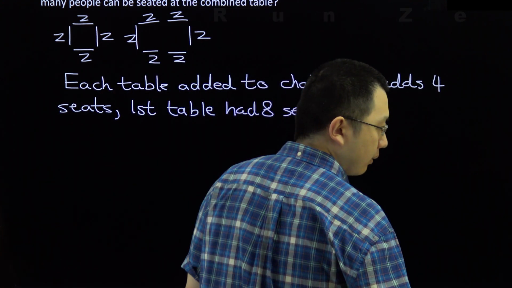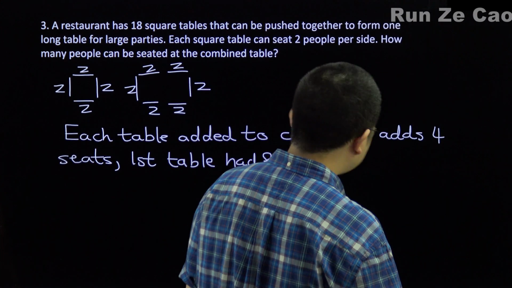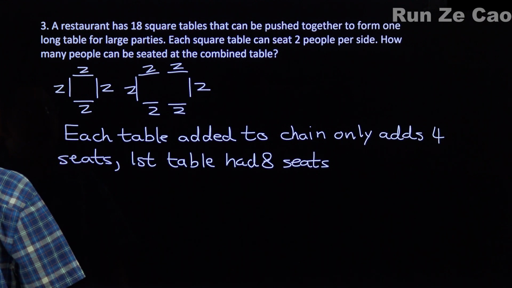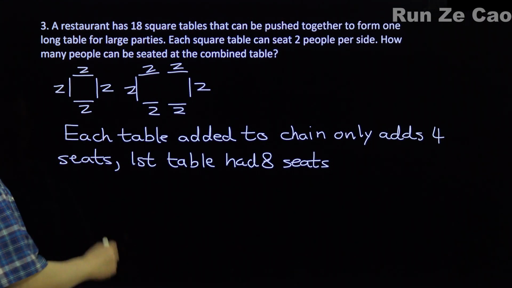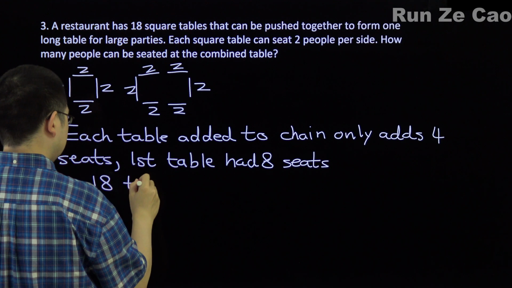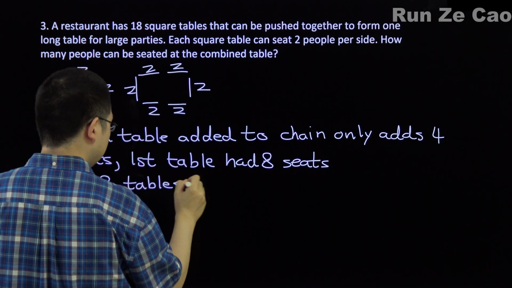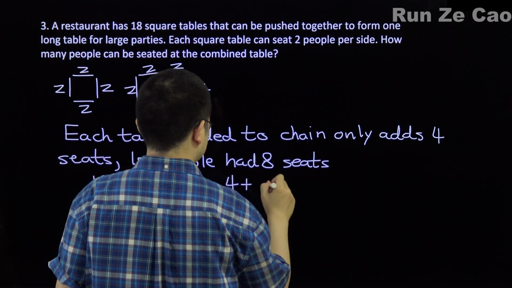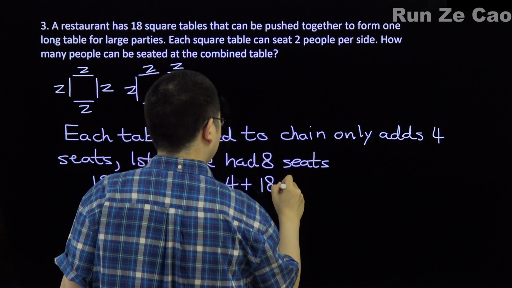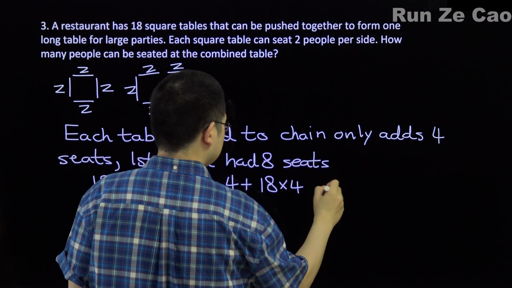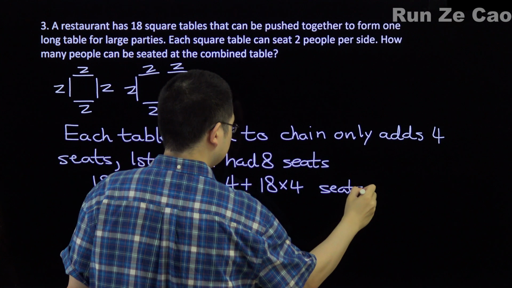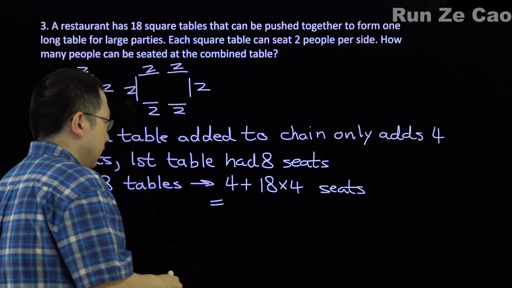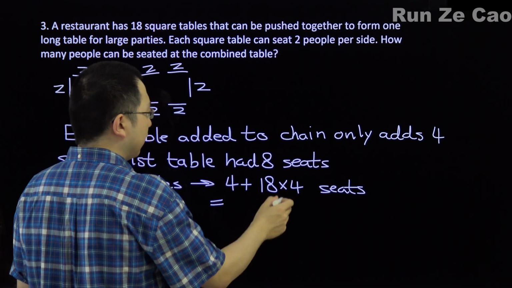So, we're looking at, wait, how many tables were there? Remember to frequently refer back to the problem. Important business. So 18 square tables. 18 tables means 4 plus 18 times 4 seats, which is equal to 4 plus 18 times 4.